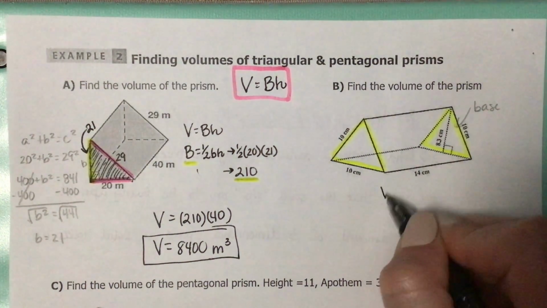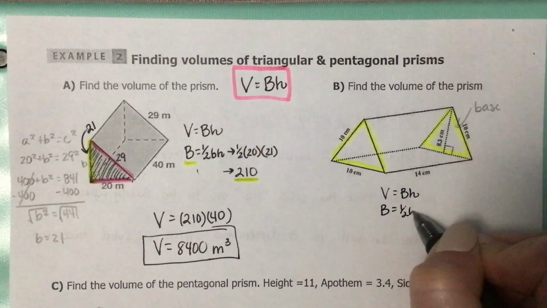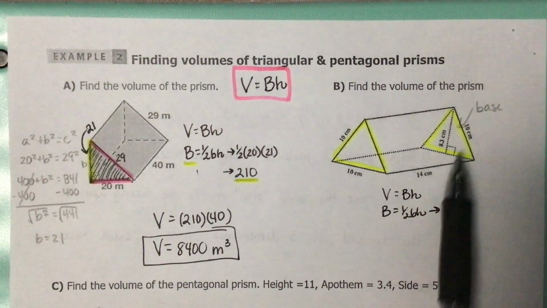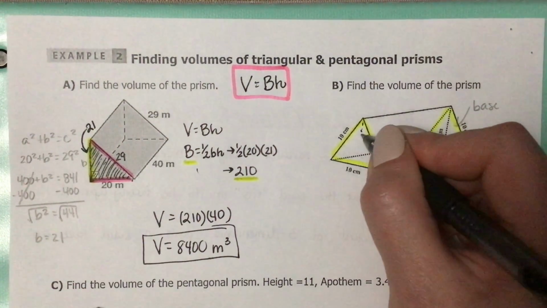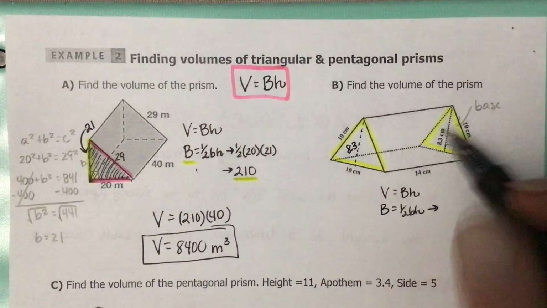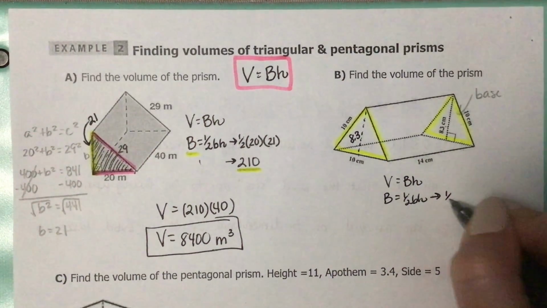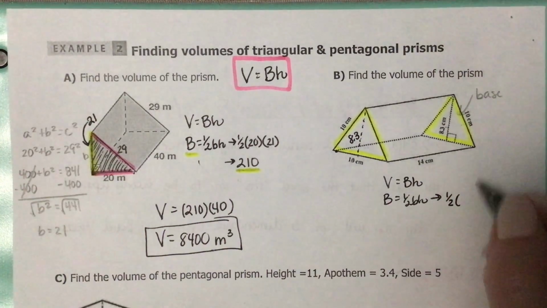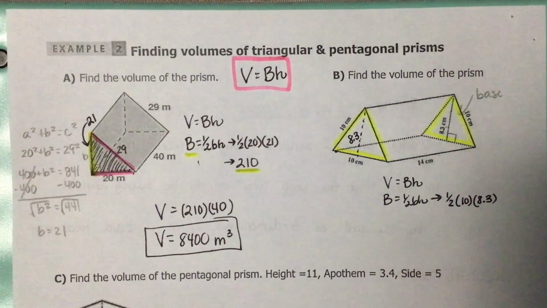So we have volume is equal to big B, base times height, and then big B is 1/2 base times height. Now here we don't have to calculate anything because we have the height of the triangle right here, 8.3, and if we want to, we can carry that over to the other side. Because we know the two bases are going to be the same size. They're congruent to each other, and the word congruent means same. So we have 1/2 times the base of the triangle, which is 10, times the height of the triangle, which is 8.3. Okay, when we multiply that, I'm getting 41.5.